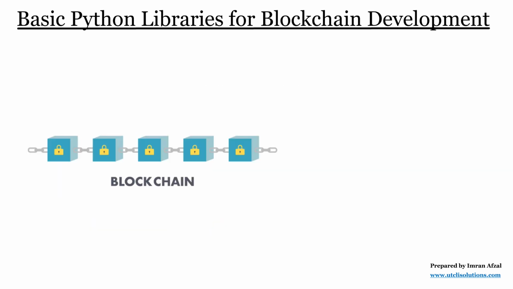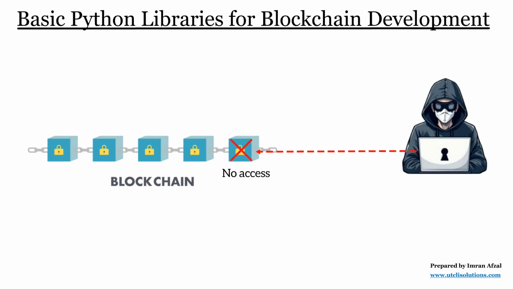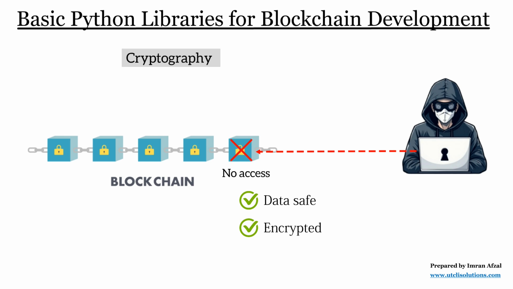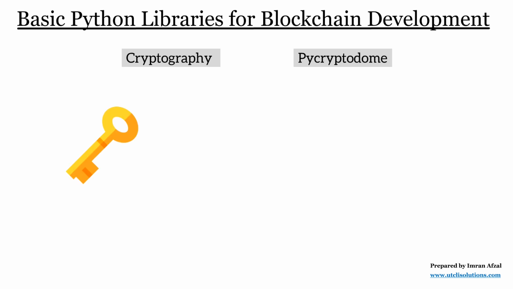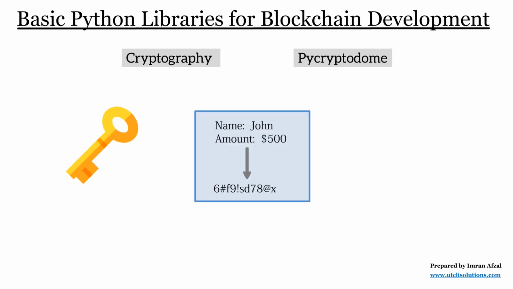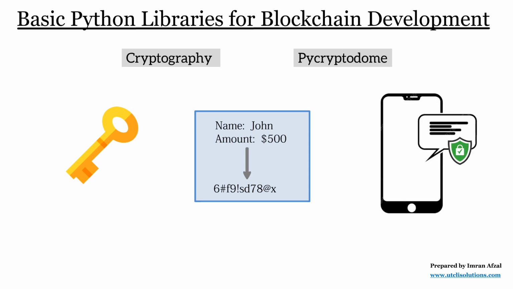In real blockchain systems, security is very important. We need to keep data safe and encrypted. To do that, we use cryptography or pycryptodome libraries. These libraries help us create keys, encrypt data, and keep private messages secure. They are used to protect wallets, passwords, and user data.